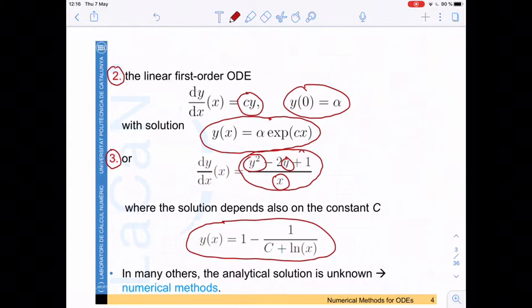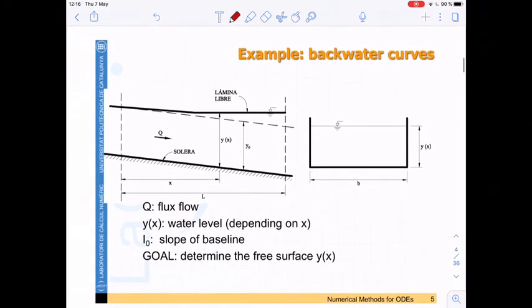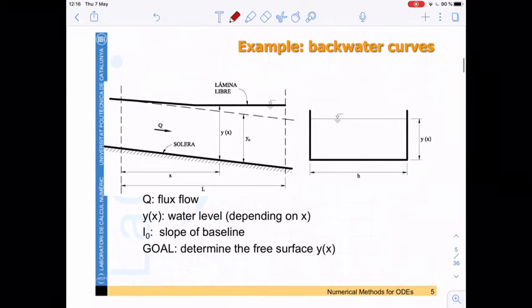Apart from these simple cases and others, in many situations the analytical solution is unknown, is unavailable, so we will resort in this case to numerical methods. Before going into that, let us illustrate with an example in hydraulics. That is the determination of backwater curves in channels.